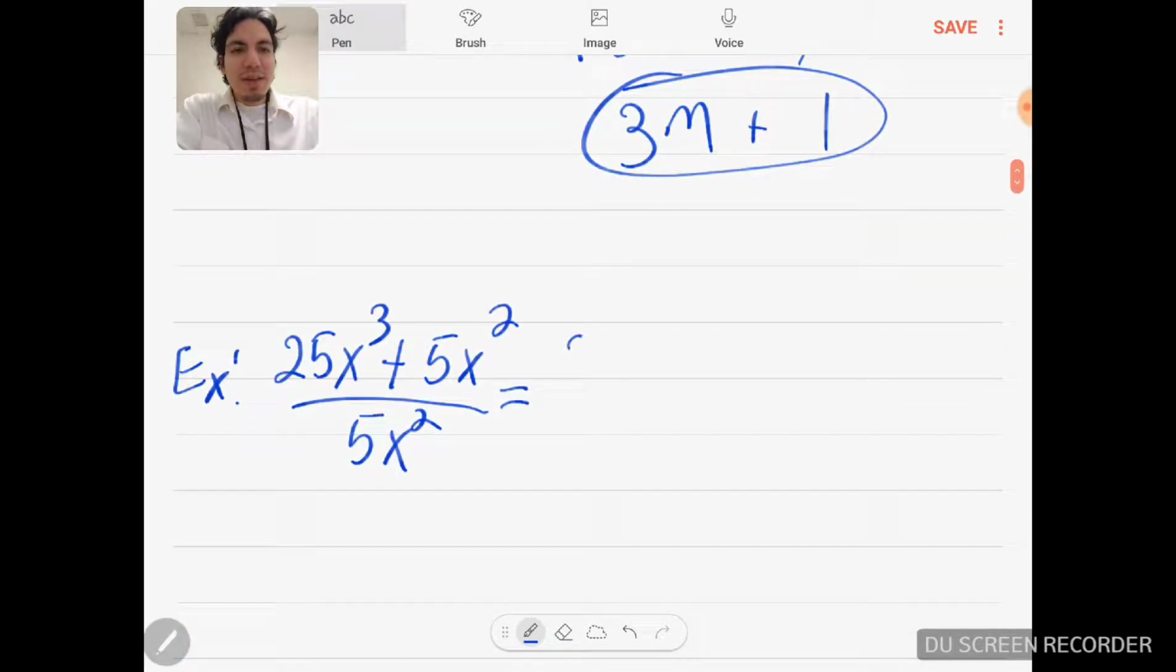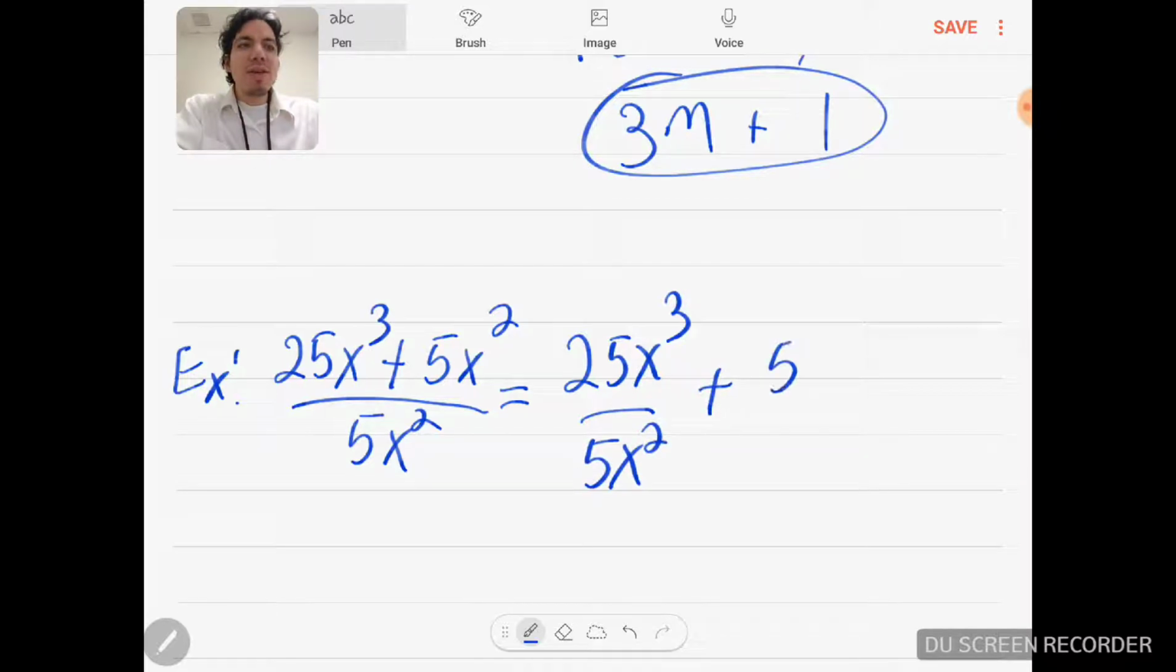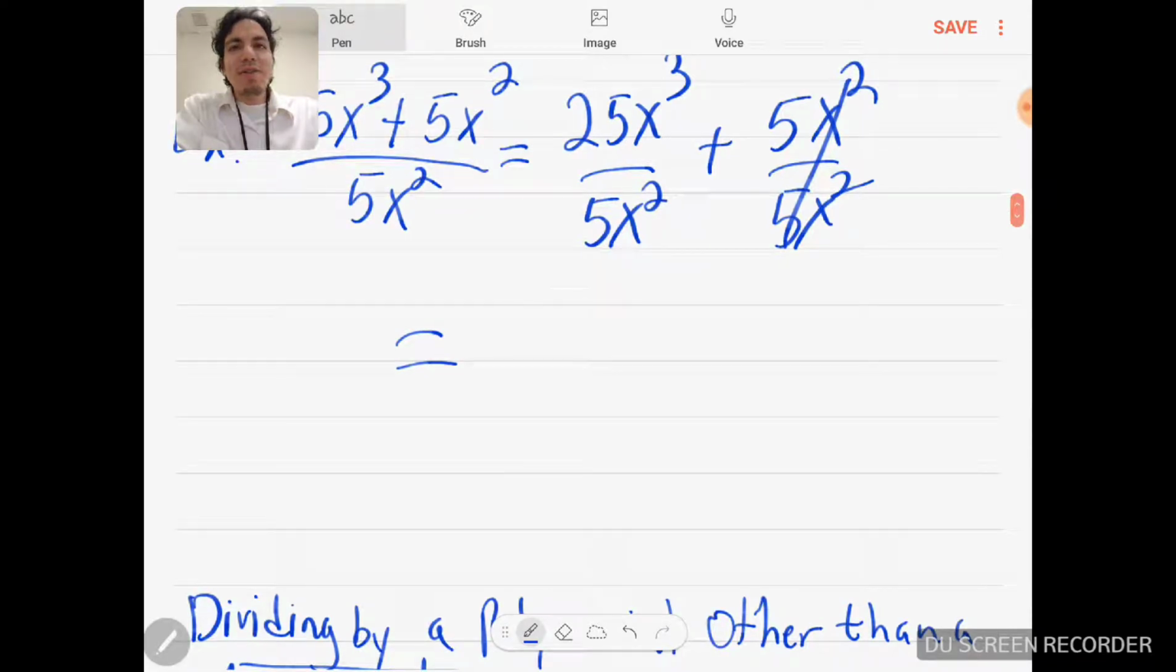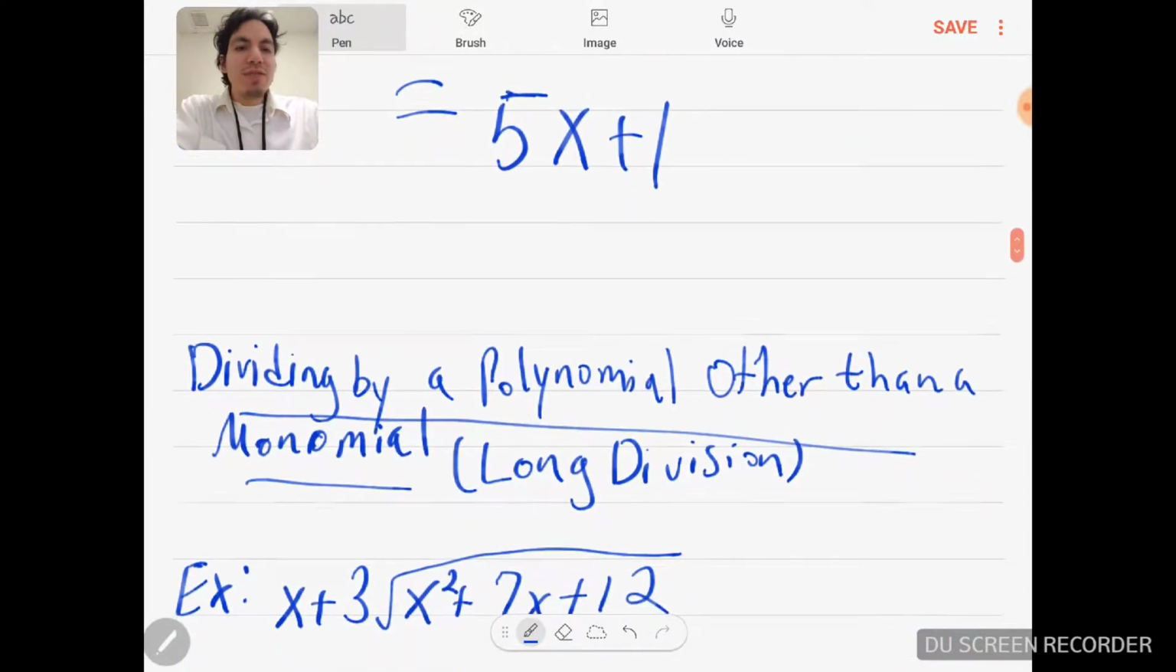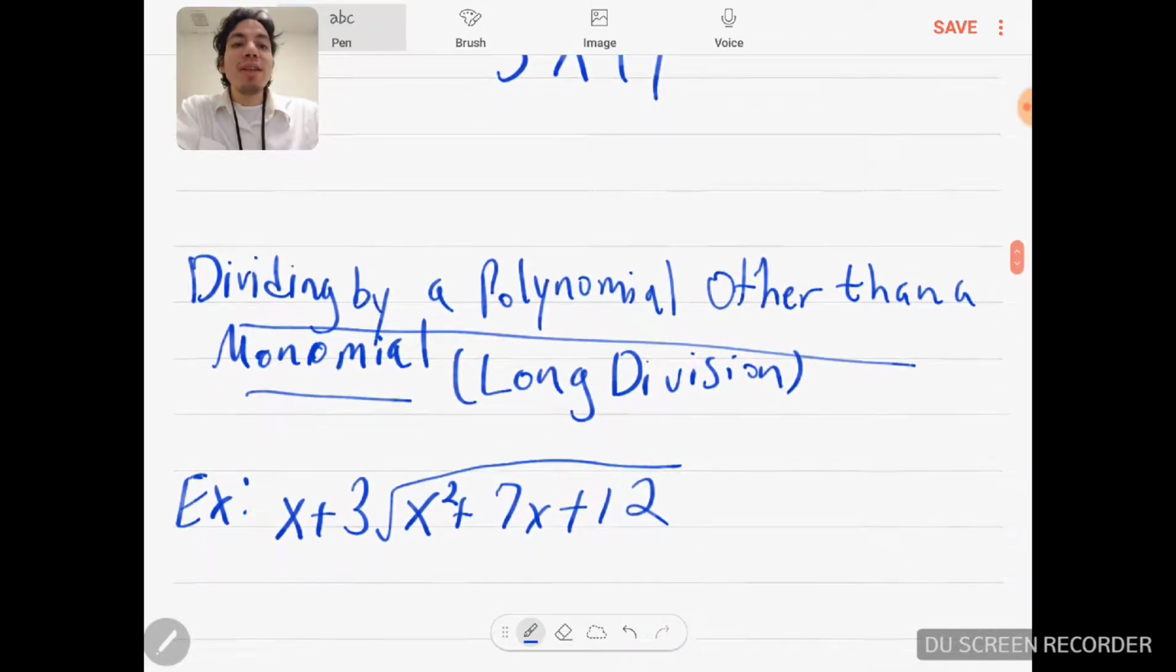Next one, you do the same thing. 25x to the third divided by 5x squared plus 5x squared over 5x squared. This is going to be 1. And then you divide. Here you get 5 divides into 25 5 times. And then you get x plus 1. Pretty straightforward, right? The next part says dividing a polynomial other than a monomial.